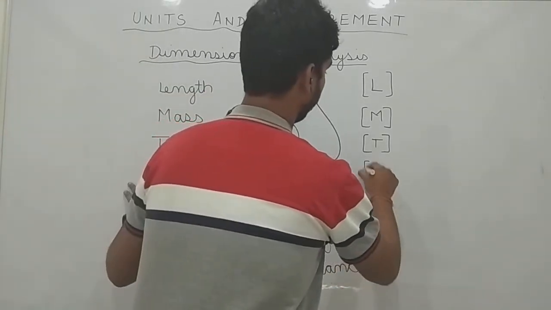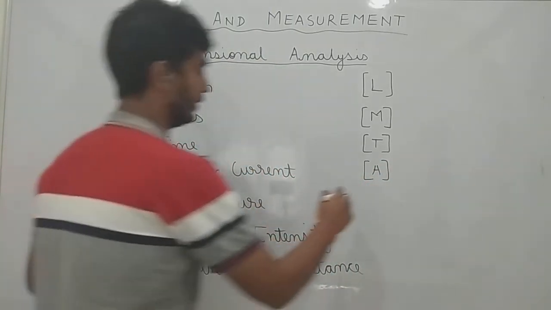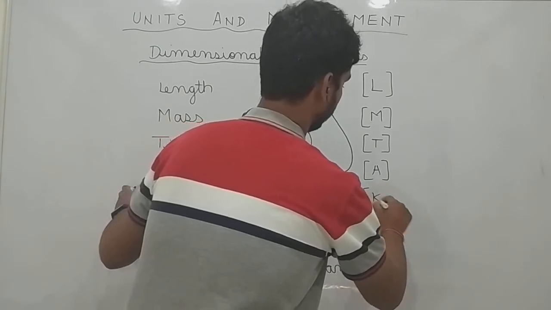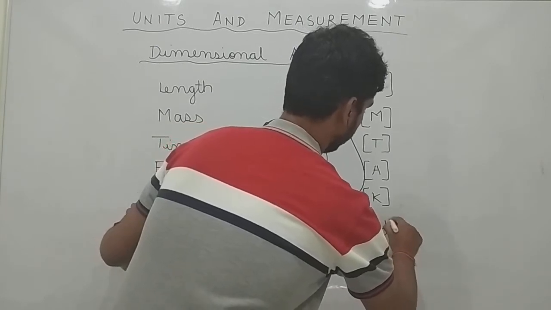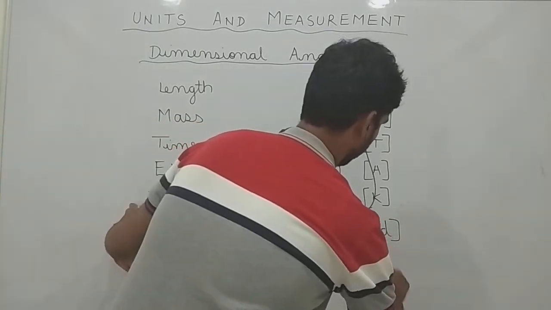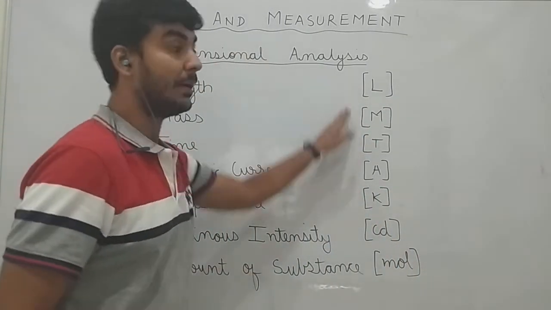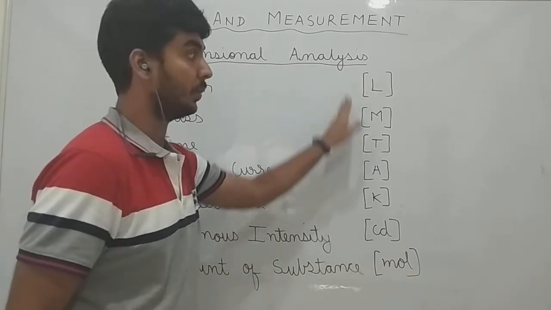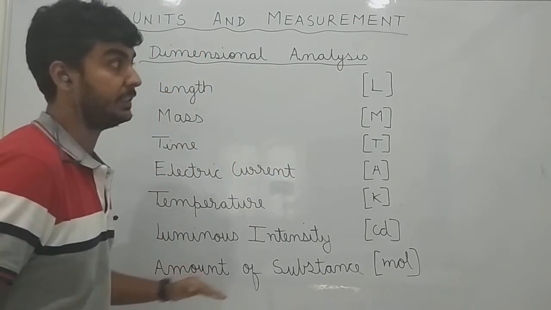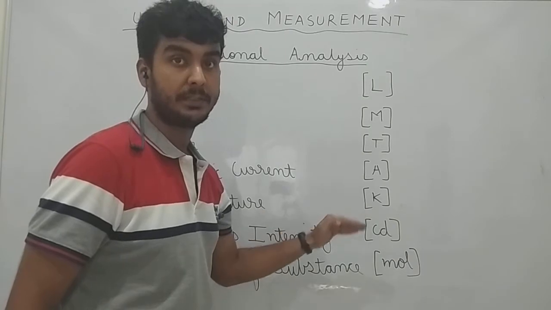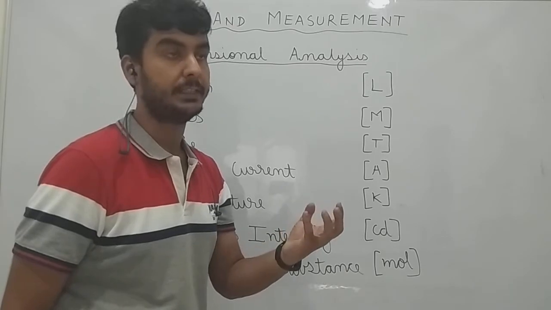Electric current, ampere, A. Thermodynamic temperature is represented using K. Luminous intensity, cd, and amount of substance, mole, mol. So these are the 7 fundamental dimensions of our physical world, which are the dimensions of the 7 fundamental quantities. And these fundamental dimensions are used to represent derived quantities.